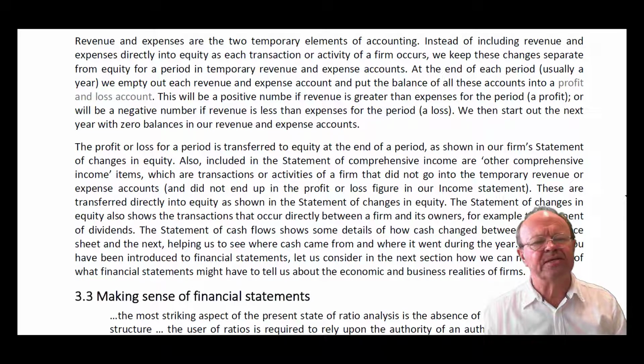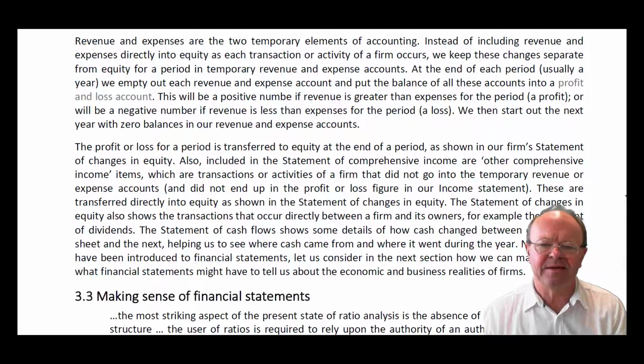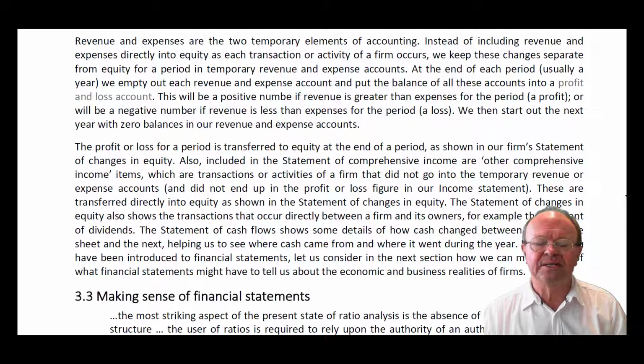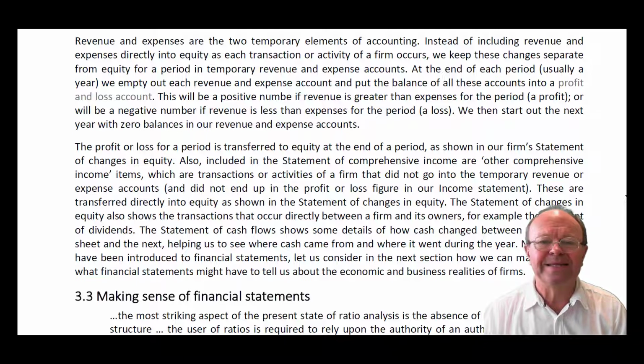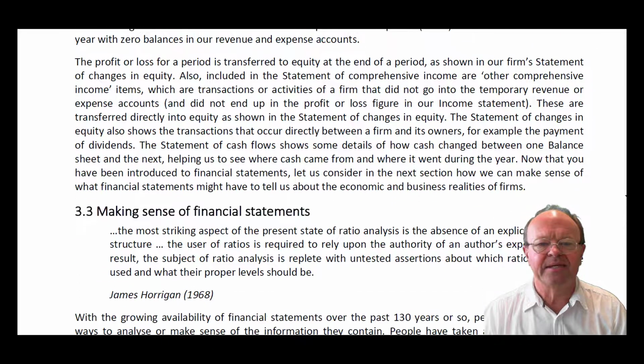Instead of including revenue and expenses directly into equity as each transaction or activity of a firm occurs, we keep these changes separate from equity for a period in temporary revenue and expense accounts. At the end of each period, usually a year, we empty out each revenue and expense account and put the balance of all these accounts into a profit and loss account. This will be a positive number if revenue is greater than expenses for the period, a profit, or will be a negative number if revenue is less than expenses for the period, a loss. We then start out the next year with zero balances in our revenue and expense accounts.